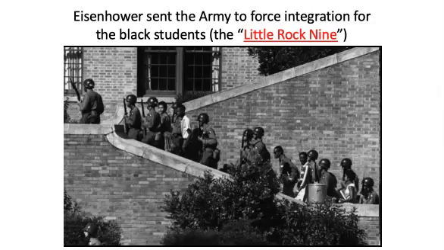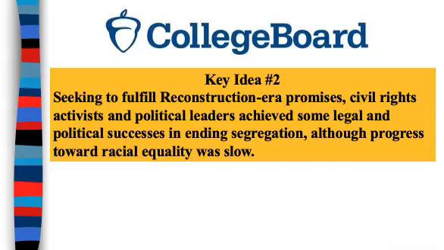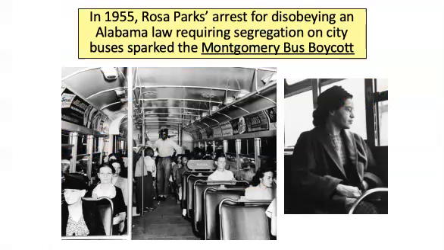Leading us to key idea number 2. Seeking to fulfill the Reconstruction era promises, civil rights activists and political leaders achieved some legal and political successes in ending segregation, although progress towards racial equality was slow. So we're going to dial back the clock just 2 years and go back to 1955. A little lady you've probably heard of before, Rosa Parks. Now, Rosa Parks was arrested for disobeying an Alabama law requiring segregation on city buses. Now, what this is going to spark is the Montgomery Bus Boycotts.